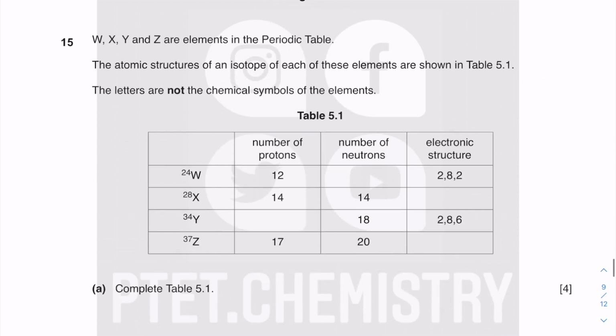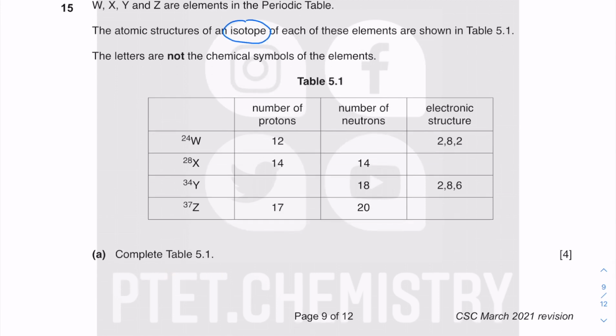Question 15. So we have elements in the periodic table. The atomic structure of an isotope of each of these elements is shown. We haven't really covered a lot of isotopes. In fact, I don't think we have covered isotopes yet by the time we do this paper. It does not matter, but what is important is you will see. Complete the table. The number of protons is the atomic or the proton number.